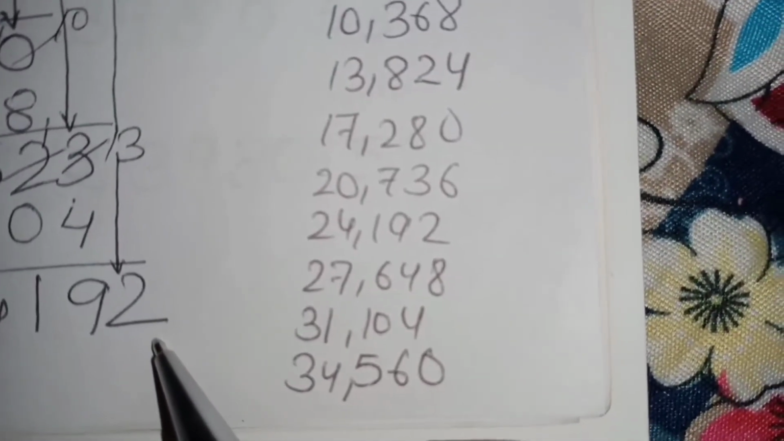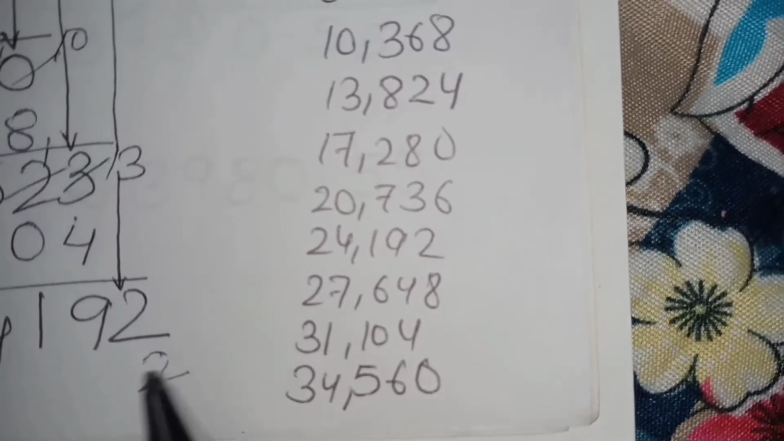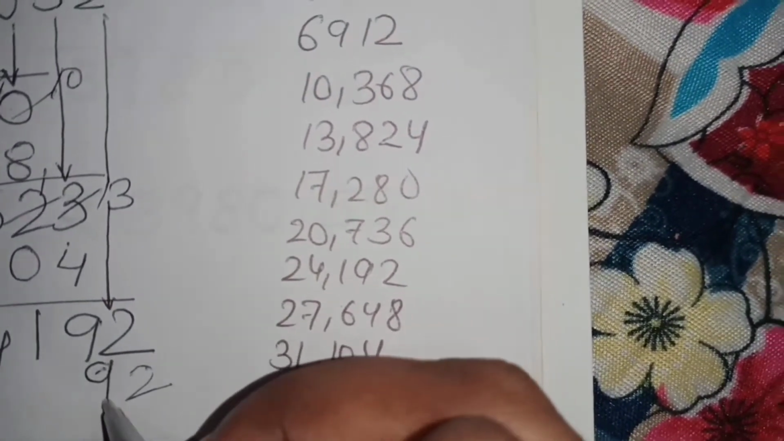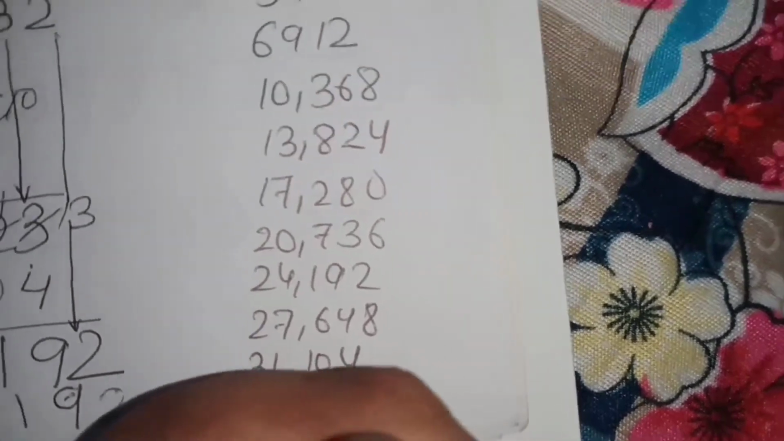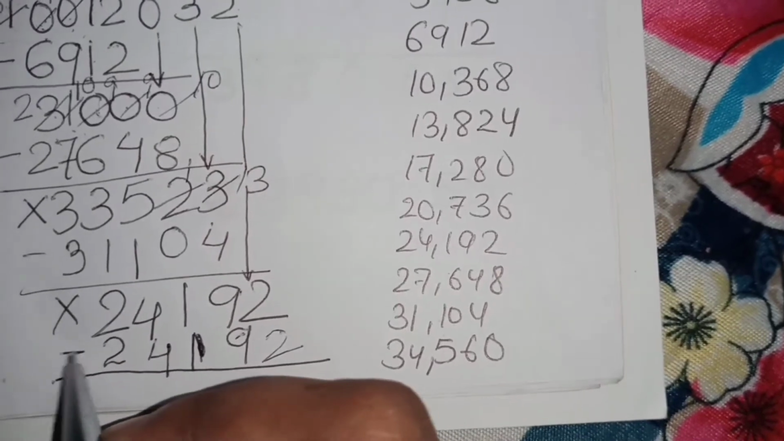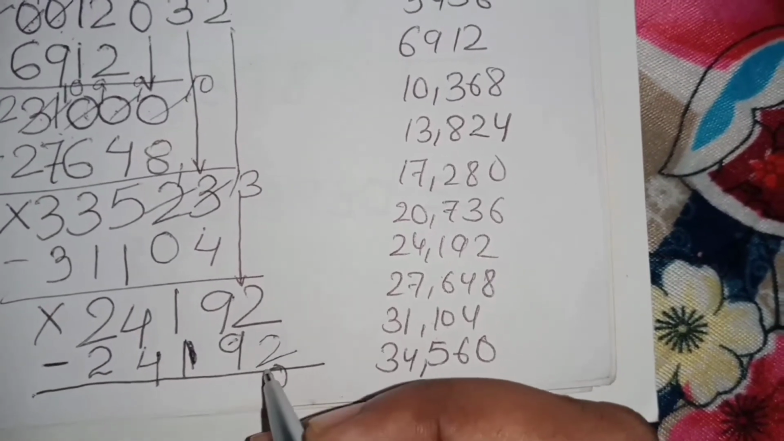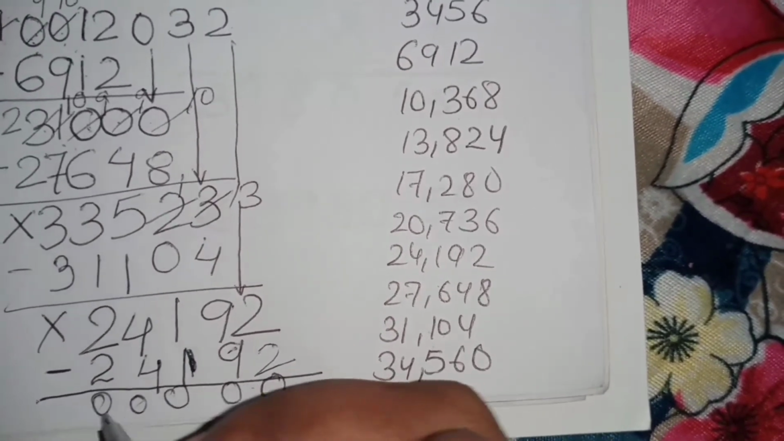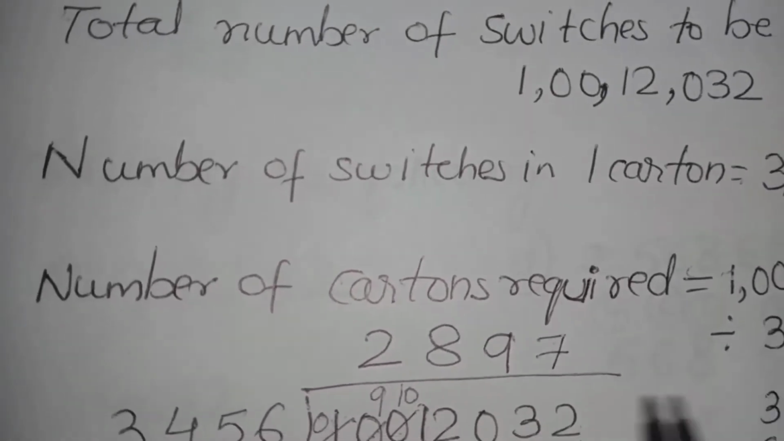And what you have to do? We have to place it from the back. Done. Now subtract this. 2 minus 2 is 0. 9 minus 9 is 0, 0, 0, 0. So you can put cross or 0, no problem. So how many cartoons are required now?